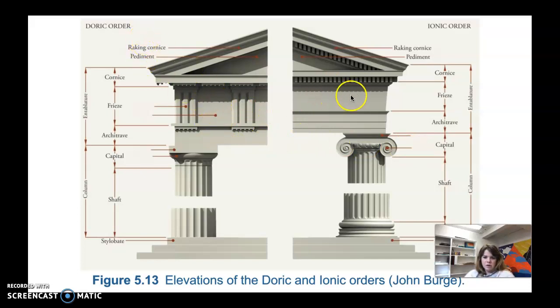Like I said earlier, in the Ionic, they put their sculpture just all over in the frieze because it wasn't divided up. So the Doric order is typically described as being massive and heavy in appearance, and the Ionic order is lighter, more decorative, and the columns are more slender as well.